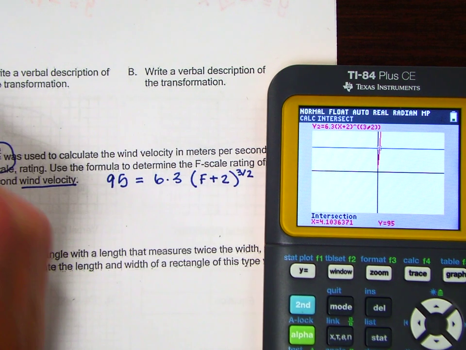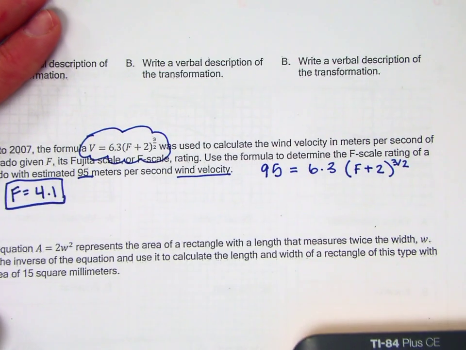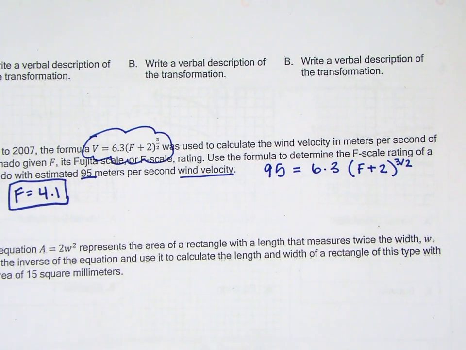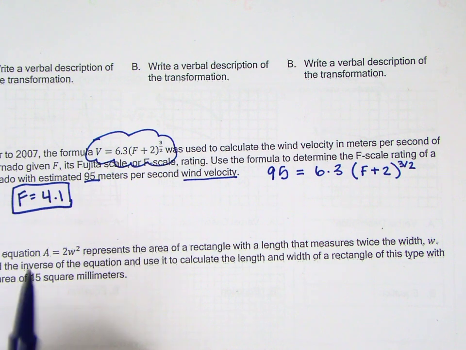All right, the X value is your answer. Because remember, you replaced X for F. All right, so your answer is 4.1. That's the calculator way. If you can remember to do those calculator steps, by all means, go ahead and use the calculator. If you can't, you're going to have to solve this out by hand.